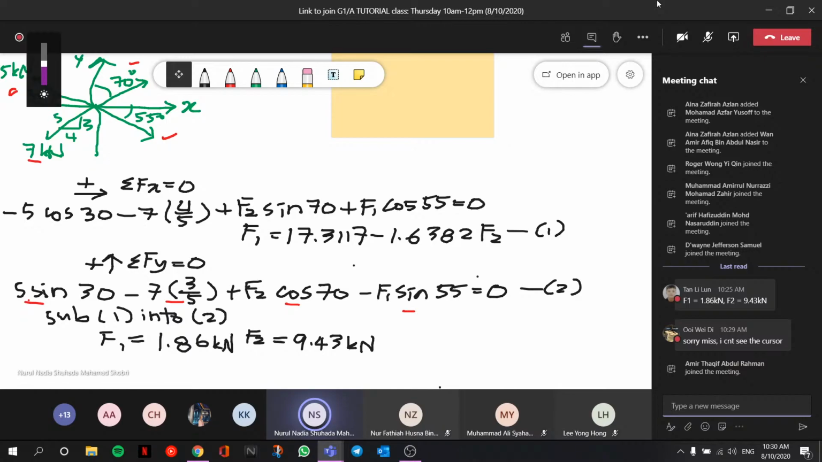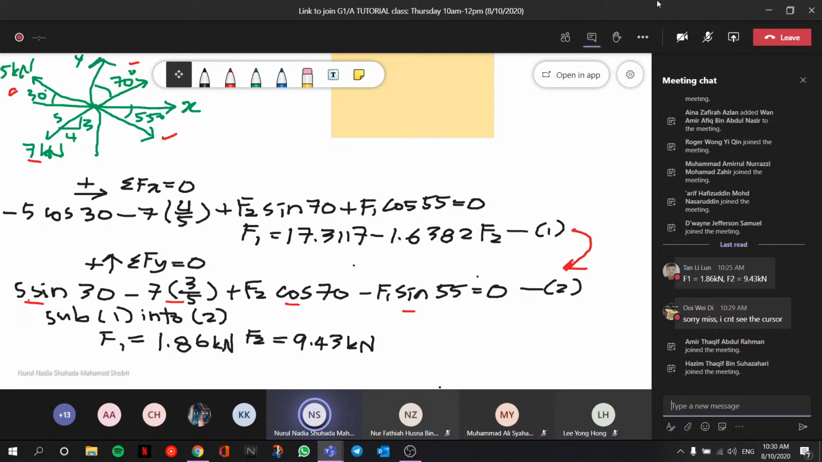When you substitute the first equation into the second equation, you can easily get F1 equal to 1.86 kilonewton and F2 equal to 9.43 kilonewton.